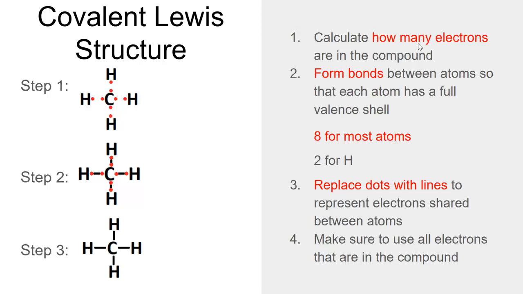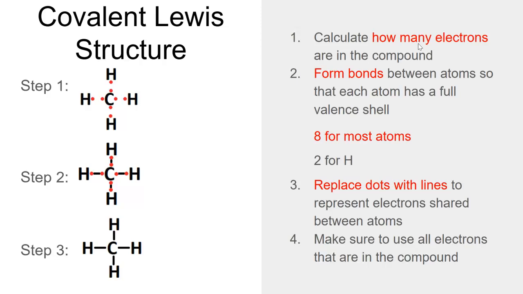Covalent Lewis structures need to show how the electrons are being shared between the elements involved. First, we need to calculate how many electrons are in the compound. Then we form bonds between our atoms so that each atom has a full valence shell. For the majority of atoms, this is going to be 8 valence electrons, but only 2 if it's hydrogen specifically. We replace the dots with lines to represent that the electrons are being shared, and we make sure to use all of the electrons that are in the compounds. For example, in CH4, we have 1 carbon and 4 hydrogens.